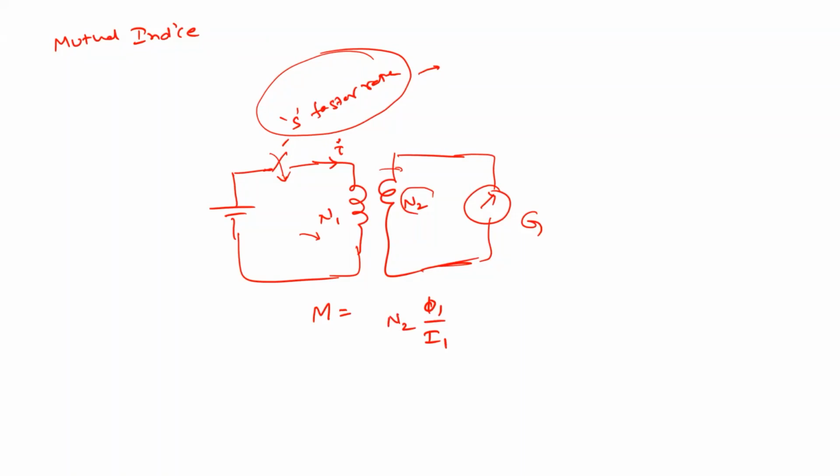So phi1 by I1 is flux per ampere. So this much flux per ampere is linked with N2 turns. This is the rate of change of current or the rate of change of flux in the first coil, and this is the number of turns in coil 2. Agree?